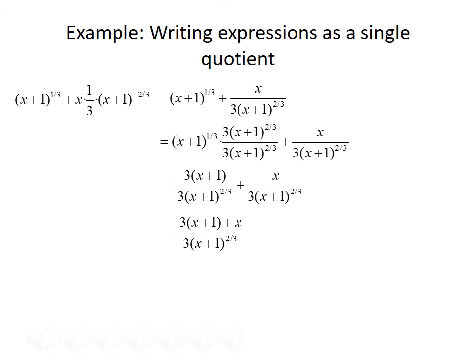And then we'll simplify the numerator by distributing the 3 and then combining like terms. So when we distribute the 3, that gives us 3x plus 3 plus x. And if we combine like terms, that gives us 4x plus 3. So the simplified quotient is 4x plus 3 divided by 3 times x plus 1 to the 2/3 power.